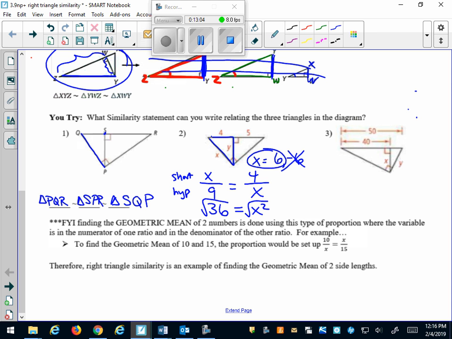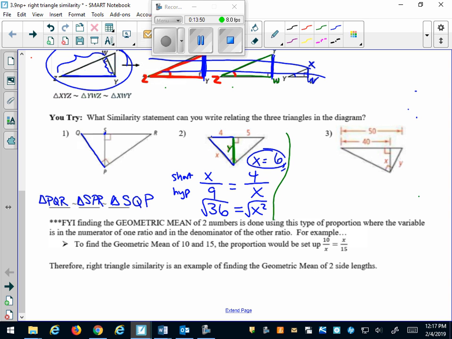Now let's do the same thing for y. The y occurs right on this segment here. Is that one of the sides of the smallest triangle? Is it one of the sides of the medium triangle? Is it one of the sides of the largest triangle? No. So we're not going to involve the largest triangle when we're solving for y. We're going to involve the smallest and the medium. So let's start with the smallest triangle.